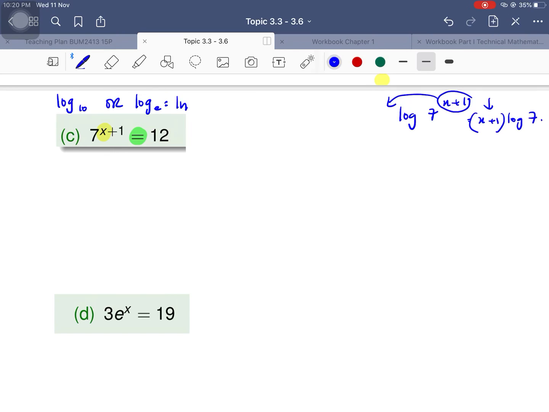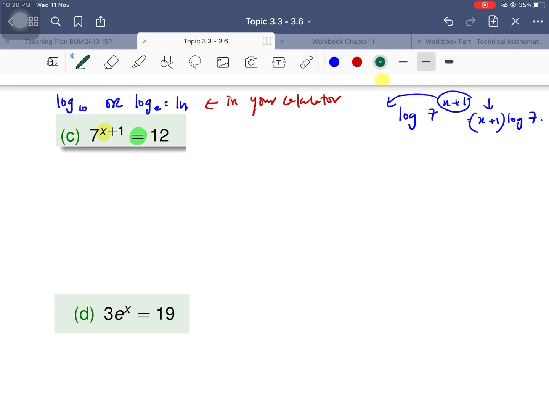So either way, whether you decide to use log 10 or ln, they're going to give you exactly the same answer. Or even if you use log 2, log 3. The reason we use log 10 or log e is because these values are in your calculator. But actually, if your calculator has other bases, like log to the base of 2, log to the base of 3, you can also use them. However, because most calculators don't have that, we're going to stick to log to the base of 10 and also log to the base of e.